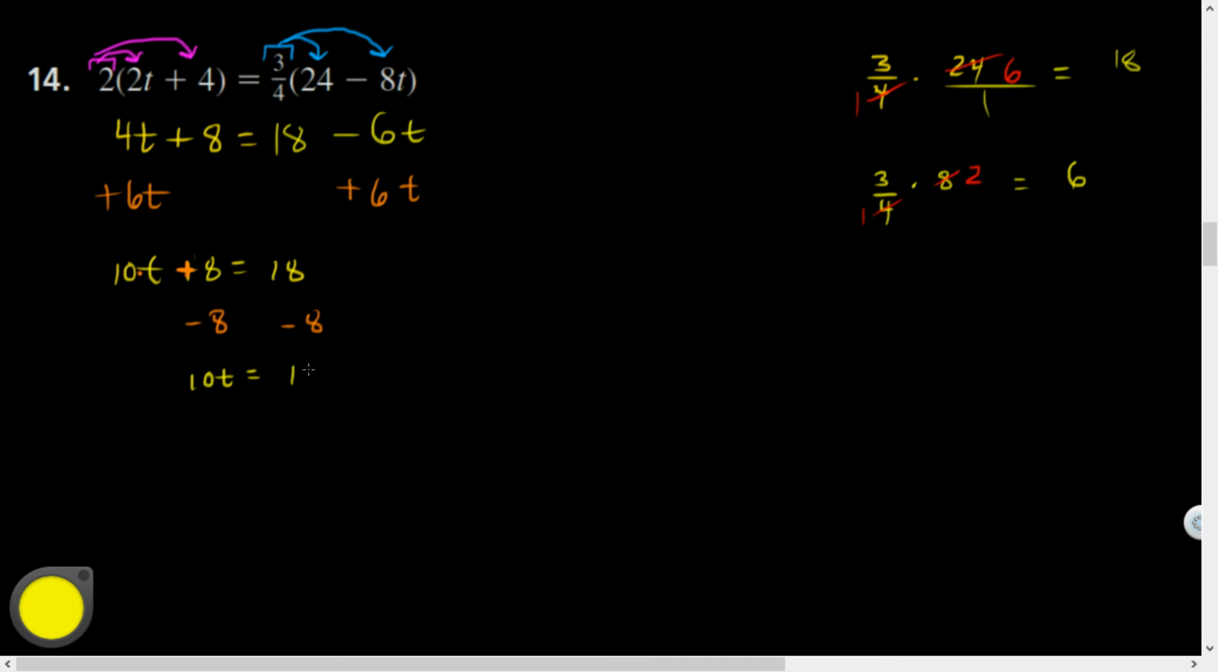18 minus 8 is 10. And now you guys could probably guess what t is here. But if I want to use algebra, how would I solve for t? I would divide both sides by 10. I'm going to get t equals 1. Which, I think you guys would agree, you wouldn't have been able to guess by looking at this problem originally.